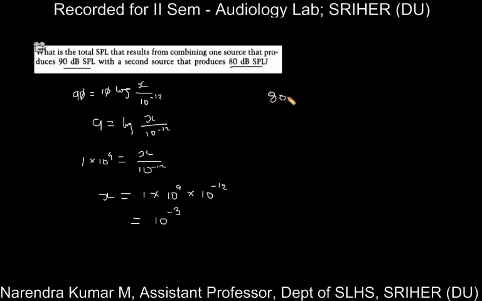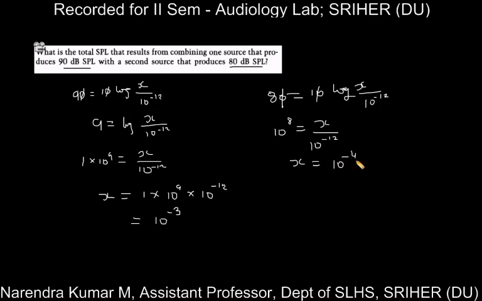The same way we are going to convert 80 dB SPL into absolute value. 80 equals 10 log x by 10 to the power minus 12, and that will make the equation 8 equals log of x by 10 to the power minus 12. Taking antilog on both sides, antilog of 8 is going to be 10 to the power 8 equals x by 10 to the power minus 12. x is equal to 10 to the power 8 into 10 to the power minus 12, which will make x equal to 10 to the power minus 4.